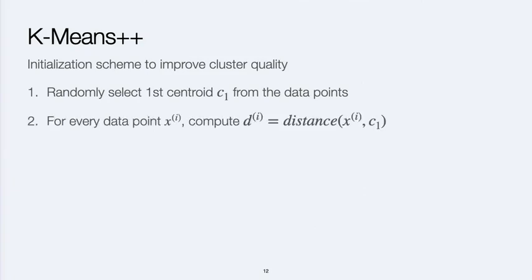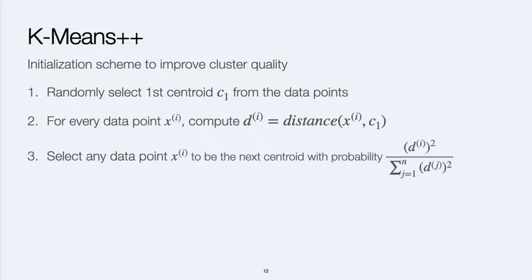And then for every single data point, we want to compute the distance between that data point and the centroids. Then we will use those distances to create a probability distribution, kind of like what we saw in softmax before, where we use some function and weight it in order to assign a probability distribution. So we select any data point to be the next centroid with probability equal to its squared distance divided by the sum of all the squared distances. I will show you an example of this later, so hopefully that will make things more clear.